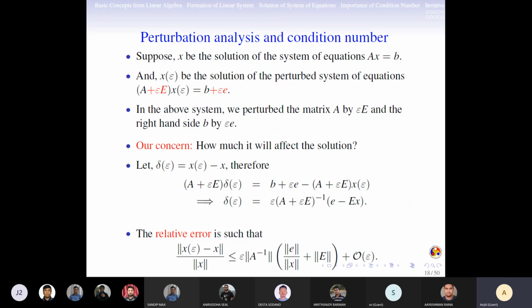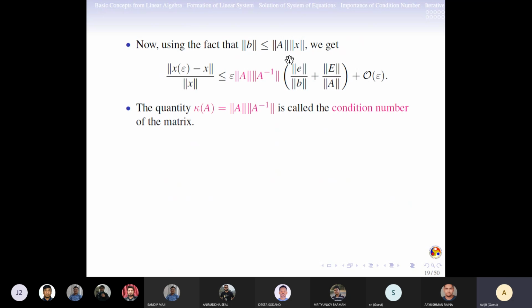Now if you use the fact that norm of b is less than or equal to norm of A into norm of x, then you will find the relative error is less than or equal to epsilon times norm of A into norm of A inverse into this term plus order of epsilon. Now you can see that the relative error is highly dependent on this number, denoted by kappa A equal to norm of A into norm of A inverse, which is called the condition number of the matrix. Now what is the importance of the condition number in this context?